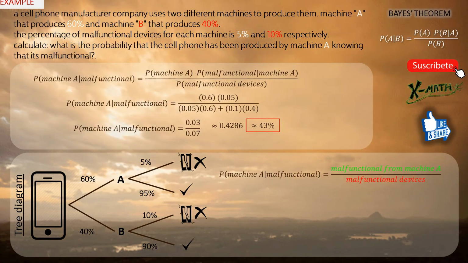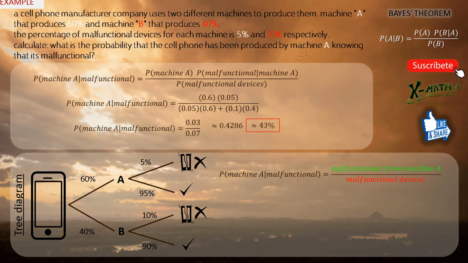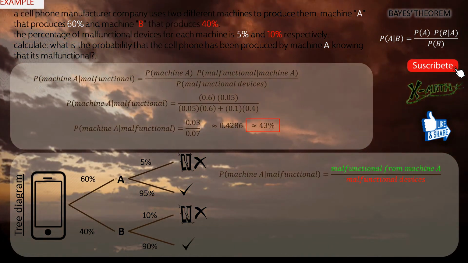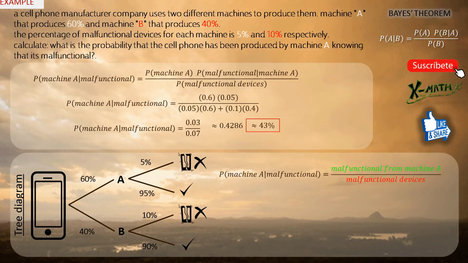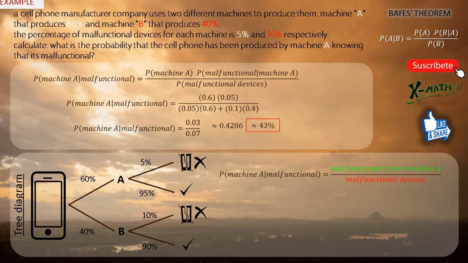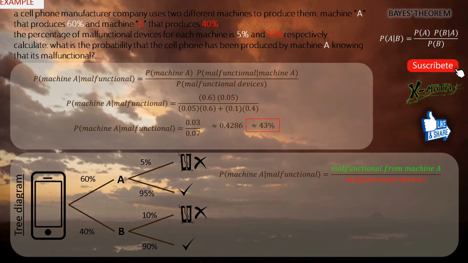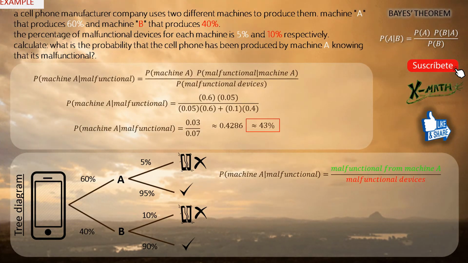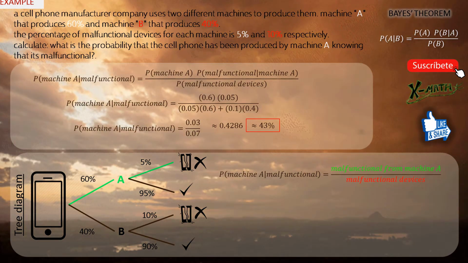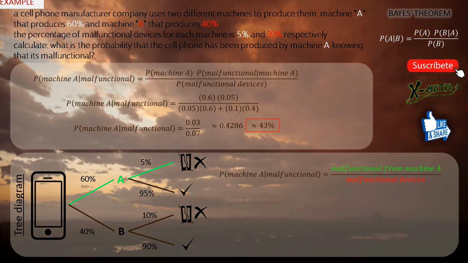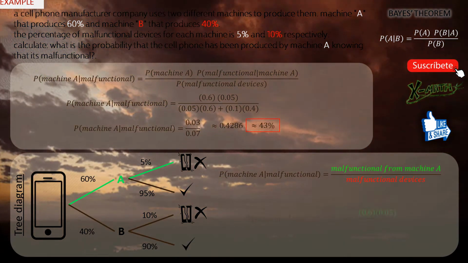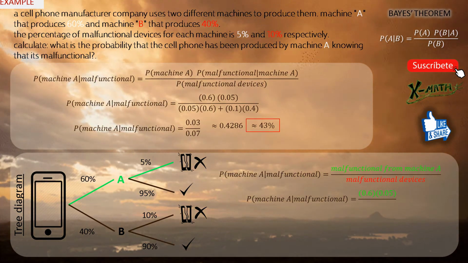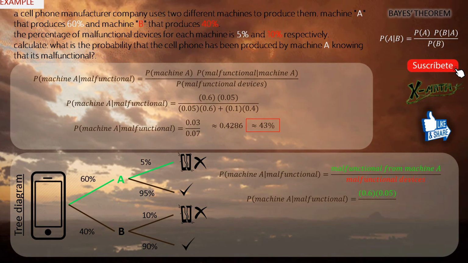So we basically need to know the probability that we have a malfunctional device from machine A, so that's what we're gonna have on top. And what we know is that it's malfunctional, so that's what we're gonna place at the bottom. So let's follow the path from the green instruction, which is the malfunctional from machine A. As you see, we first have the 60% probability and then the 5% probability. So those values are going to be placed on top. And at the bottom, we need to represent all of the malfunctional possibilities.